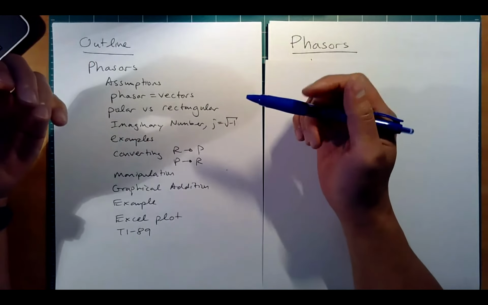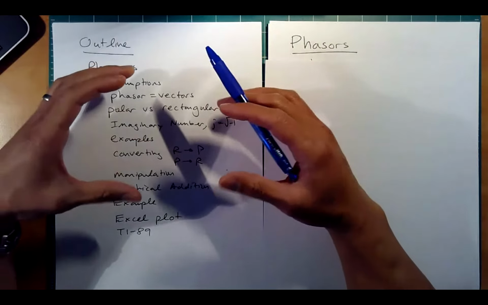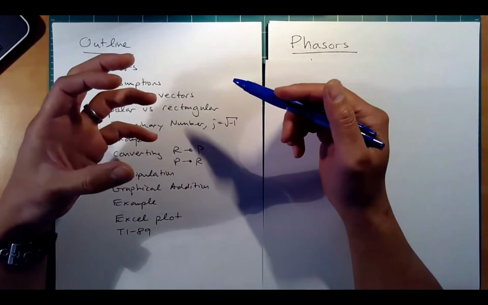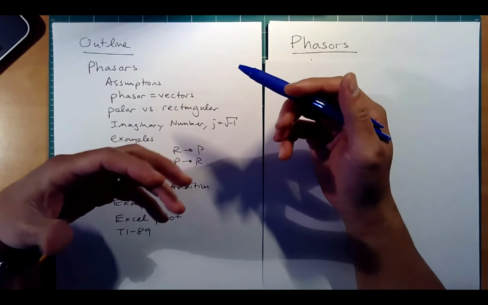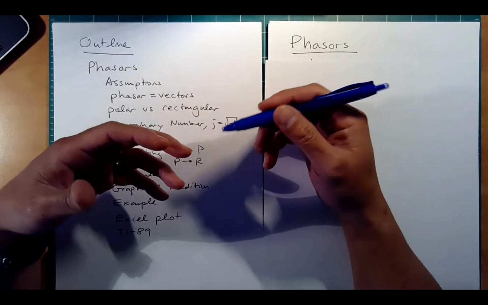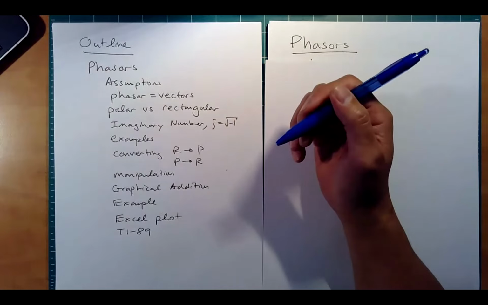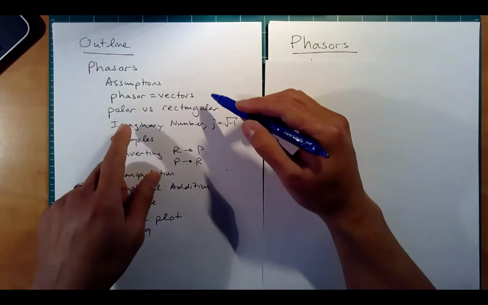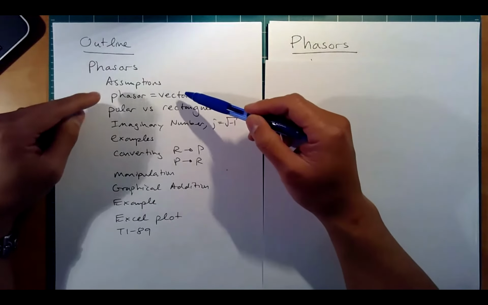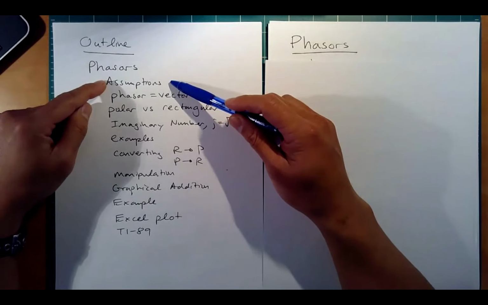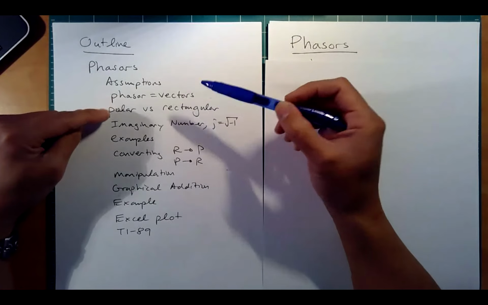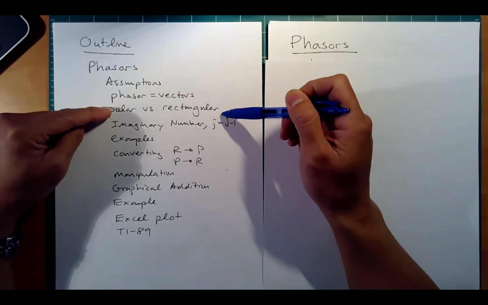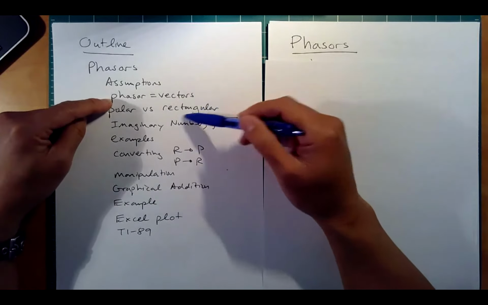But it's really neat that if we just represent our AC waveforms as phasors, we don't have to learn a new tool set. We don't have to add and subtract with cosines and sines. We can just represent everything as a phasor. Kind of neat. And so what we're going to look at is the assumptions. We're going to remind ourselves that phasors are actually just vectors. We'll look at two forms, polar versus rectangular, and a lot of this should actually be familiar to you.